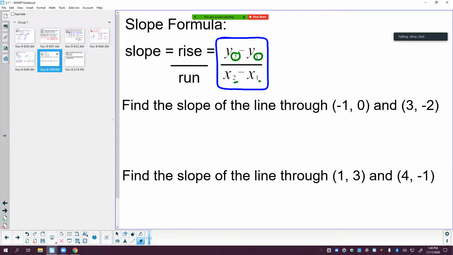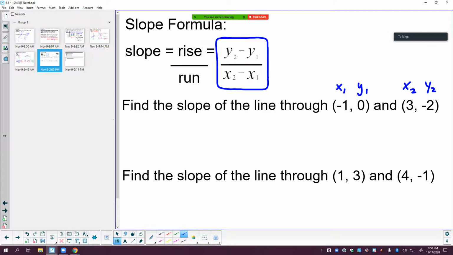So they're going to give us some points here. Write a couple things here. It says find the slope of the line through (-1, 0) and (3, -2). What I like to do is label these. If this is my first ordered pair, x and y, I'm going to label those as x1 and y1. My second ordered pair, (3, -2), is x2, y2. That helps me figure out what exactly I need to plug in up here.